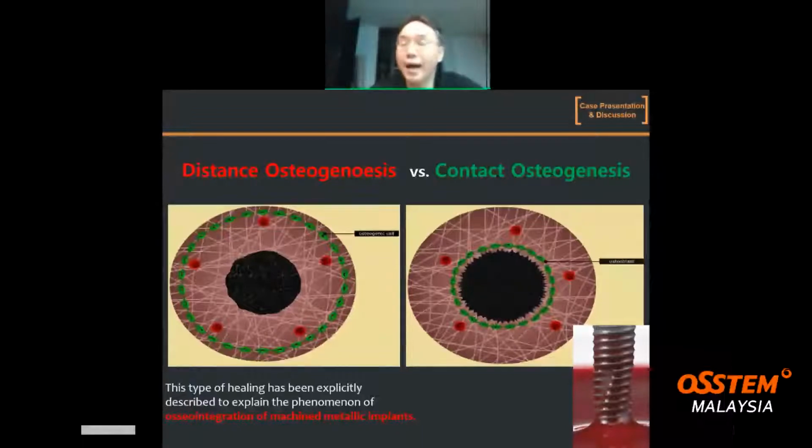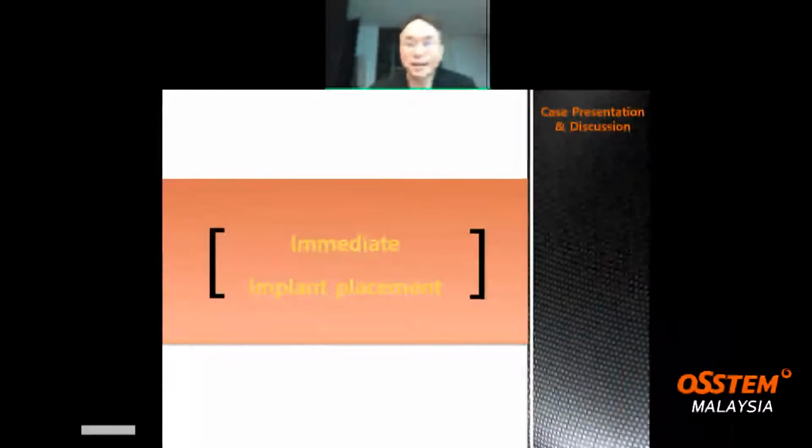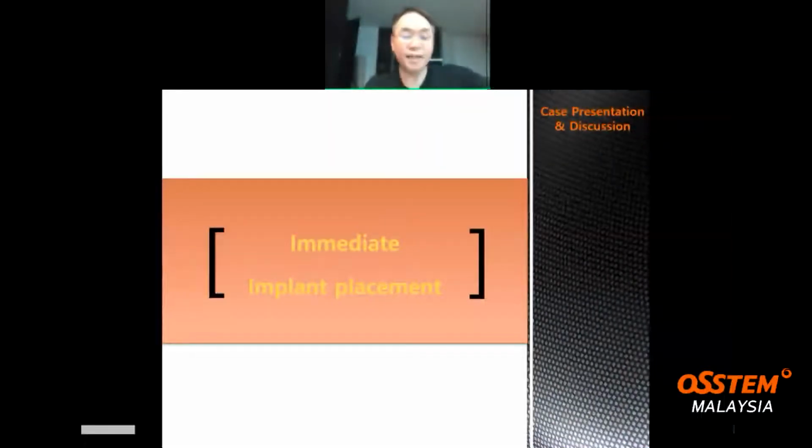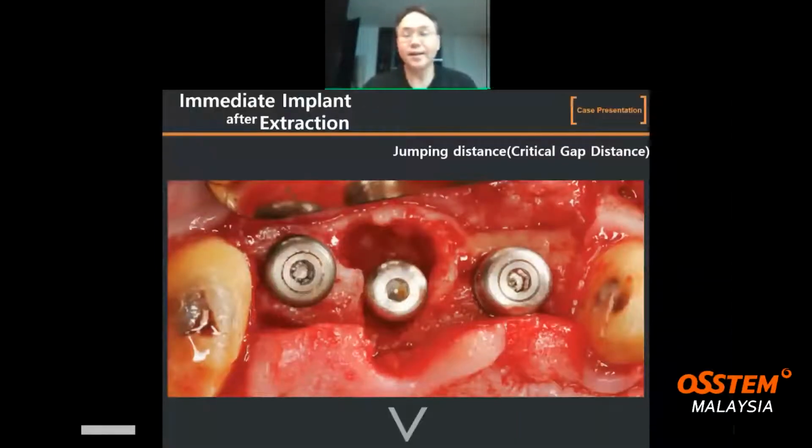ETIII NH has an SLA surface. The basal surface is SLA. Additionally, it has a hydrophilic surface. ETIII has hydrophilicity, so blood absorption and blood clot stabilization will be much better than SLA surface implant. So we can maximize contact osteogenesis. So when placing implant in the soft bone, this hydrophilic surface implant should be considered. And the second indication is immediate implant placement case.